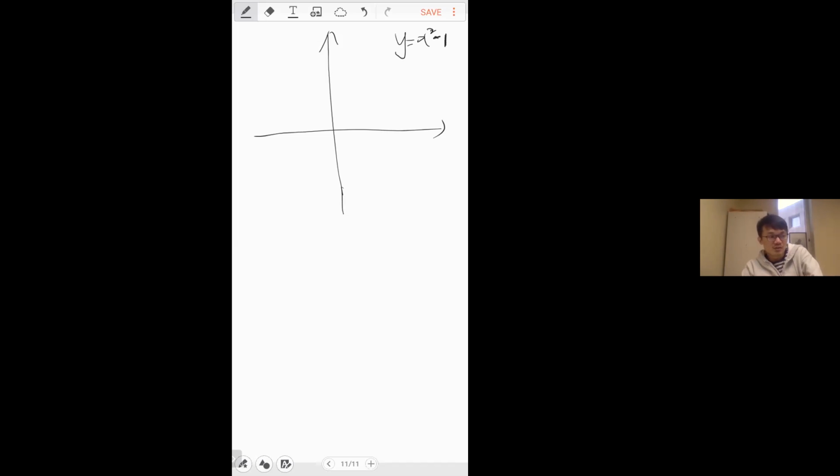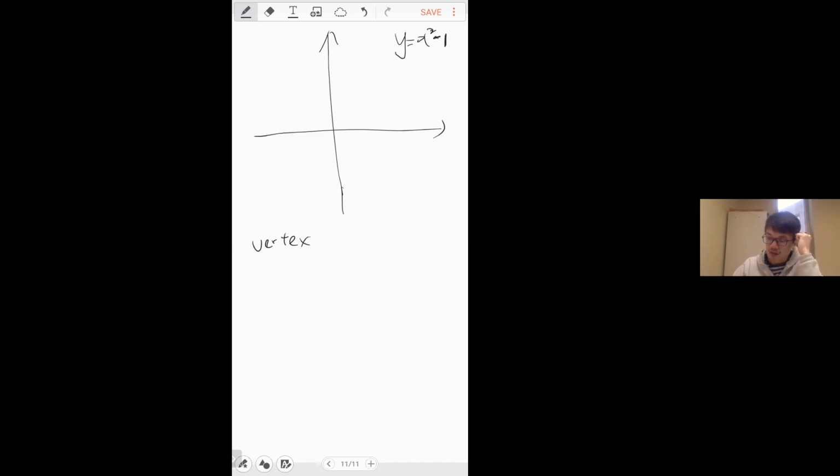X squared minus 1, what does it look like? It's a parabola, opening upward or downward? It's opening upward. And in general, if I want to draw a parabola, I also need to find out what is the vertex formula, right?